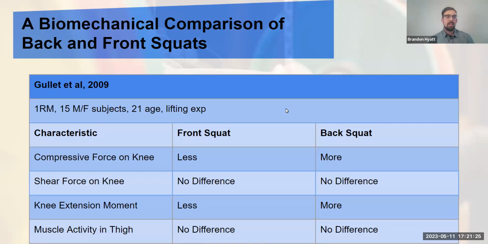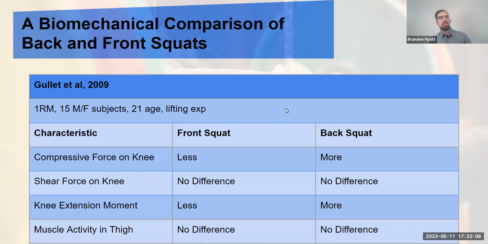All right, so the biggest thing I want to tell you about this study is from the practical application section. Gullett said that the front squat was as effective as the back squat in terms of overall muscle recruitment, with significantly less compressive forces and extensor moments. So what that tells me is that if I have a client who loves to back squat and they're starting to get nagging injuries, and then they're like, oh, I don't want to stop back squatting, I want to make progress. Well, we can tell them, hey, the research shows that a front squat is just as effective as a back squat in terms of overall muscle recruitment. If we look right there, muscle activity in the thigh, they didn't find any difference.